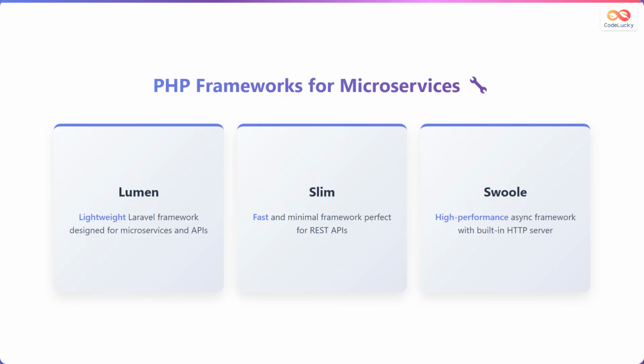Here are some PHP frameworks ideal for building microservices. First, Lumen, a lightweight Laravel framework designed specifically for microservices and APIs. Second, Slim, a fast and minimal framework that is perfect for creating REST APIs. Third, Swoole, a high-performance asynchronous framework that includes a built-in hypertext transfer protocol, or HTTP server.